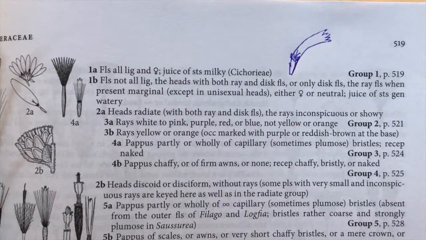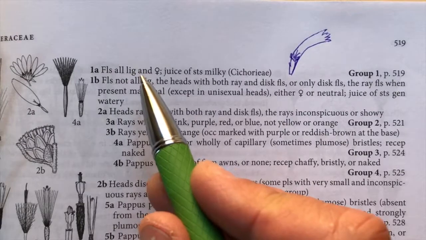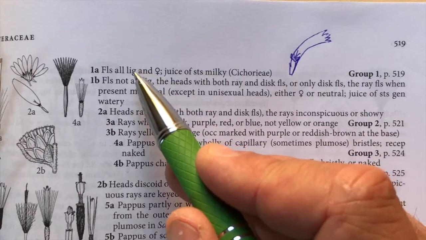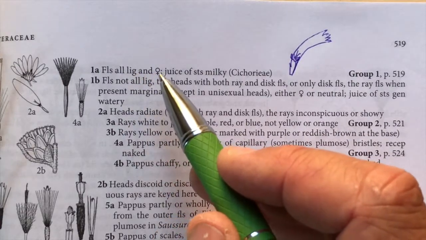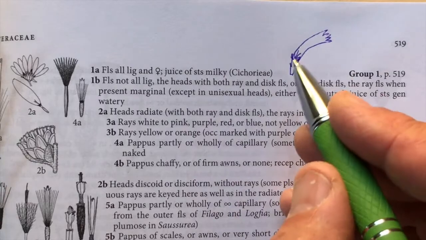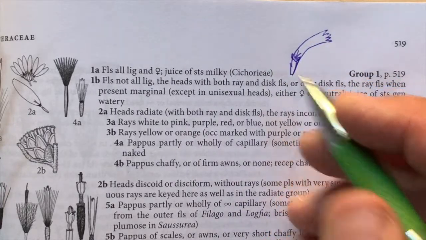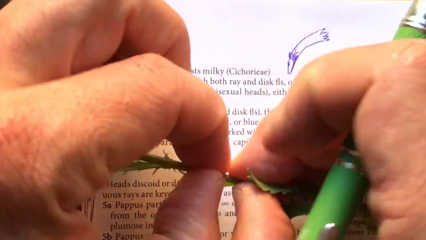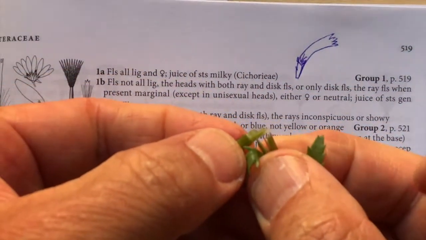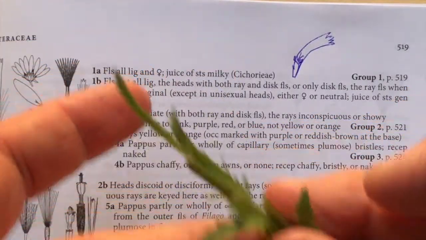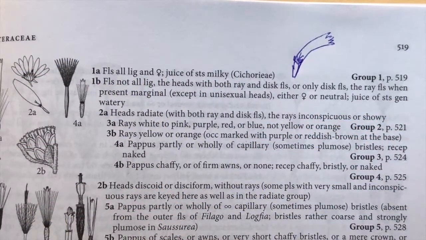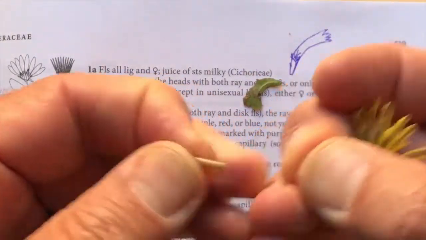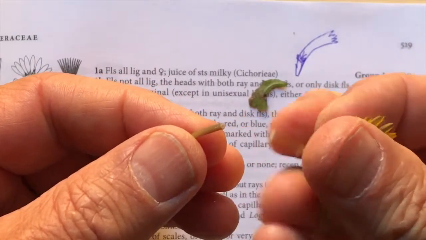So the first couplet here is flowers all ligulate. In this case, and female, so I might have misspoken about them being bisexual in this case. Flowers all ligulate and female, juice of stems milky. So on a dandelion, that's what you should get. In this case, if I snap our stem, I don't get any milky juice. We can compare that with a dandelion. So here's a dandelion stem, something very simple. Break that apart and you see the milky juice come right out there.